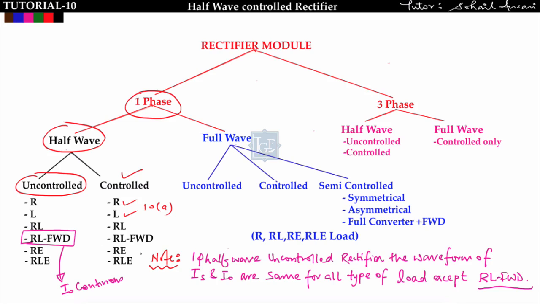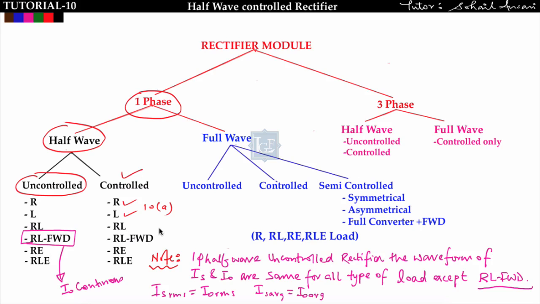For other type of load like R load, L load, RL load, RE load and RLE type of load, the waveform of source current and load current are same. What do you mean by this? This means IS RMS must be equal to I naught RMS because their waveforms are same. Also IS average must be equal to I naught average. This will help you in finding input power factor.